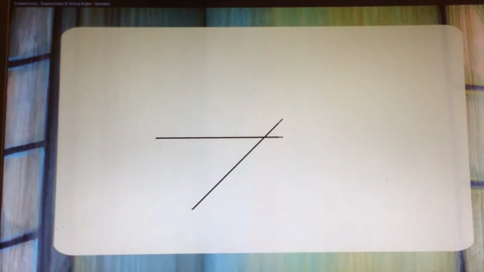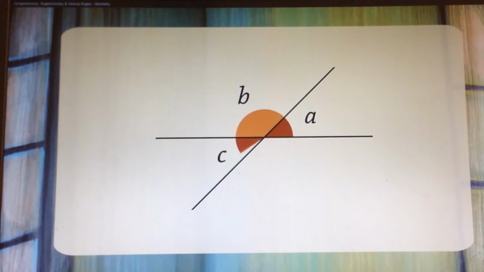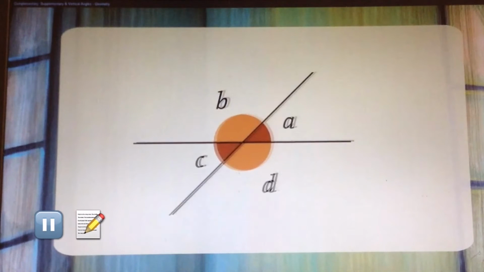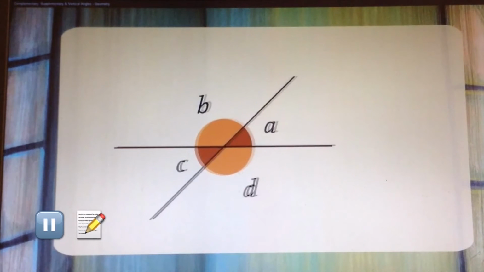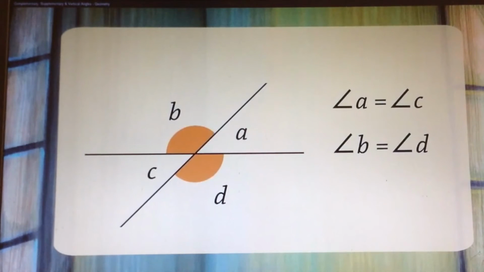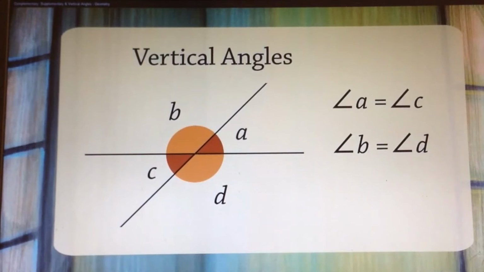Suppose 2 lines cross one another. There are now 4 angles. Let's give them names A, B, C, and D. Pause the video, copy it down. The angles opposite one another are the same. So A and C are the same size, and B and D are equal. We call angles across from one another vertical angles. You'd say this fact more simply, as vertical angles are equal.